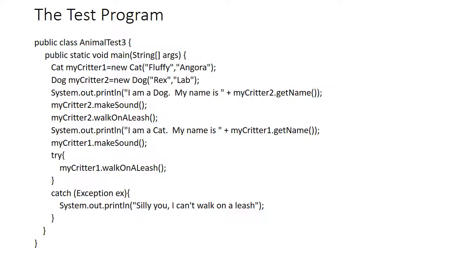So now we're going to attempt to make the cat walk on a leash. Of course it will fail because the cat does not have that method called walk on a leash. It does not implement the trainable interface. So we're going to have to put the cat's code inside a try-catch, and it will catch that as an error when we attempt to walk the cat on a leash, and it will say simply, silly you, we can't walk on a leash.